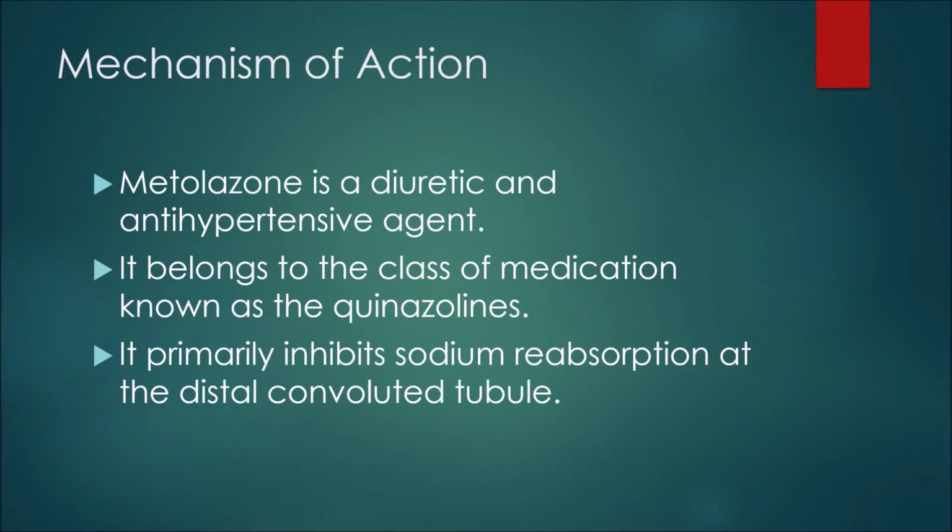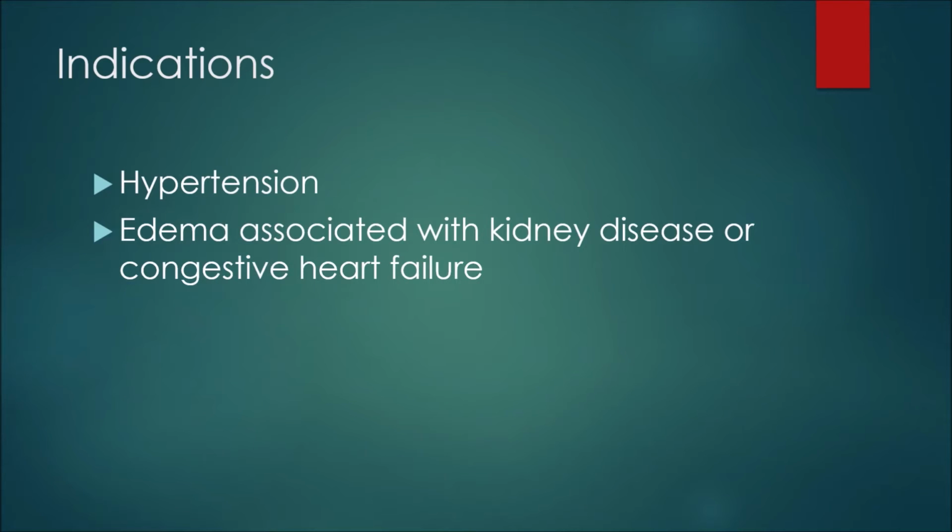So the first thing to discuss here would be the mechanism of action, or how this medication works. So Metolazone is a diuretic and antihypertensive agent, meaning it lowers blood pressure. It belongs to the class of medication known as the quinazolines, and it primarily inhibits the sodium reabsorption at the distal convoluted tubule.